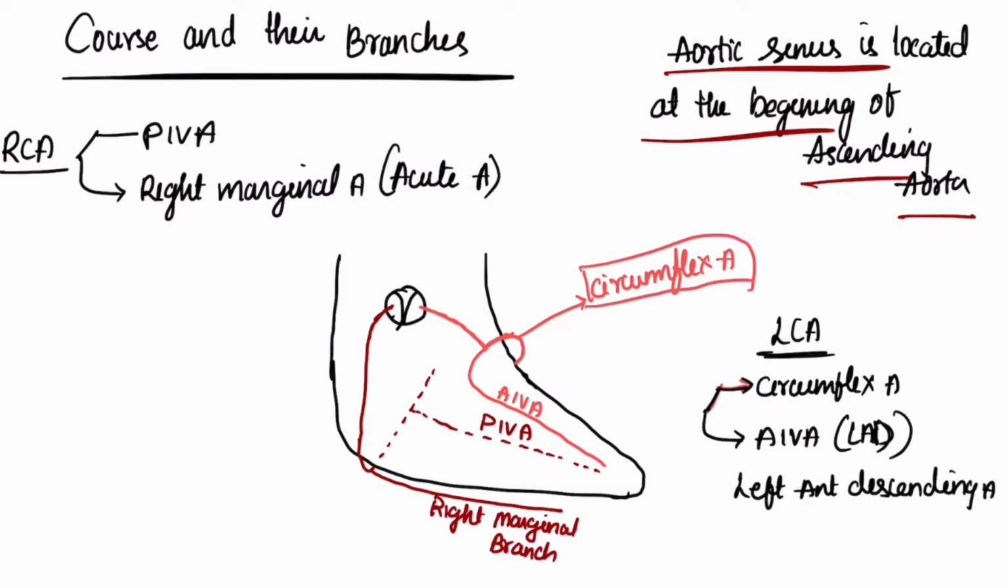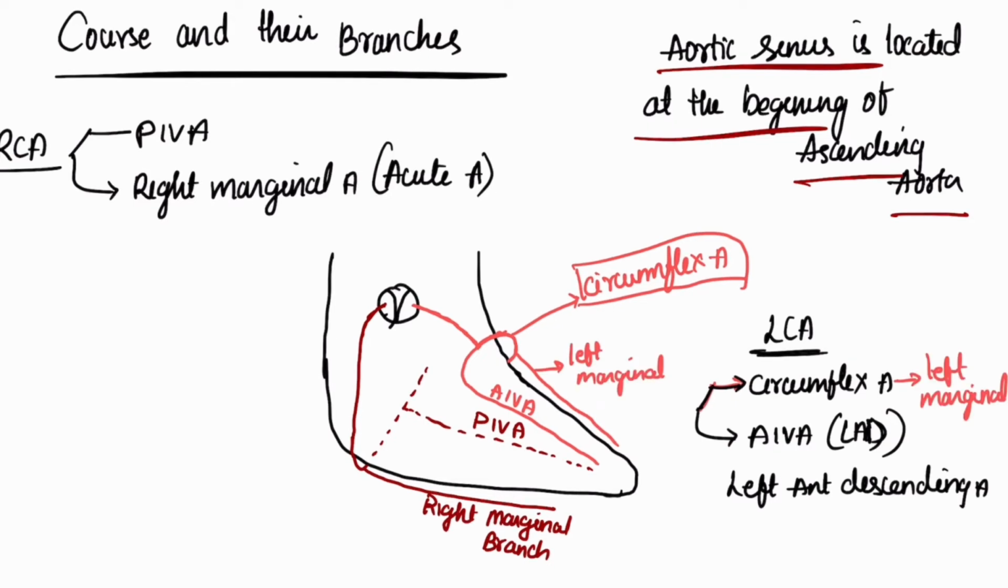And this circumflex artery here gives rise to the left marginal branch. This is the left marginal branch here. This left marginal artery is also known as obtuse artery. Anterior interventricular artery gives rise to one more branch, that is diagonal artery. This is the diagonal artery. This is also known as the lateral branch.